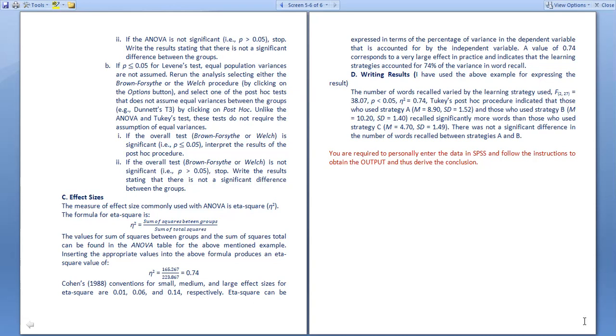Tukey's post hoc procedure indicated that those who use strategy A, M is equal to 8.90, SD is equal to 1.552, and those who use strategy B, M is equal to 10.20 and SD is equal to 1.40, recalled significantly more words than those who use strategy C, where M is 4.70 and SD is 1.49. And therefore, there was not a significant difference in the number of words recalled between strategies A and B.